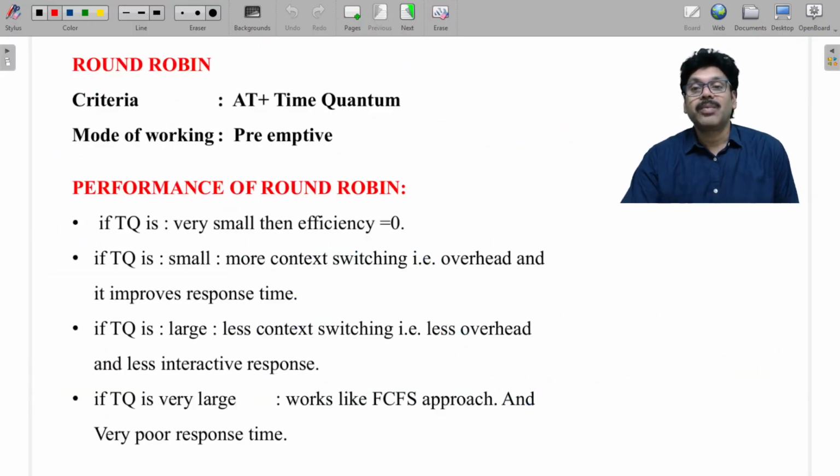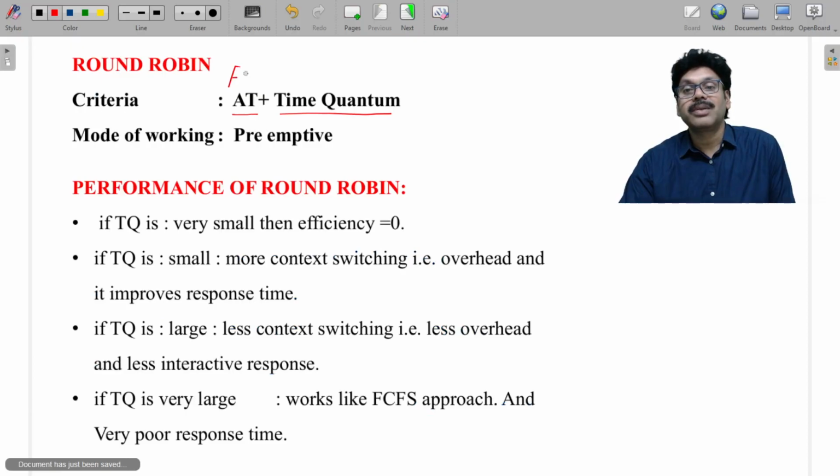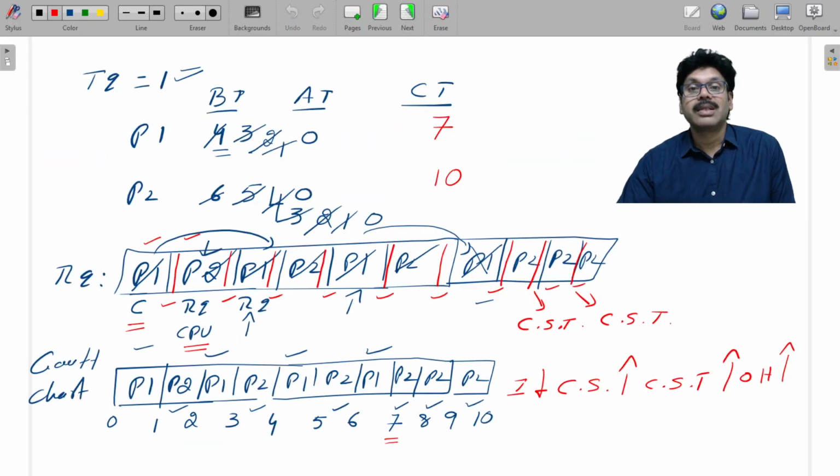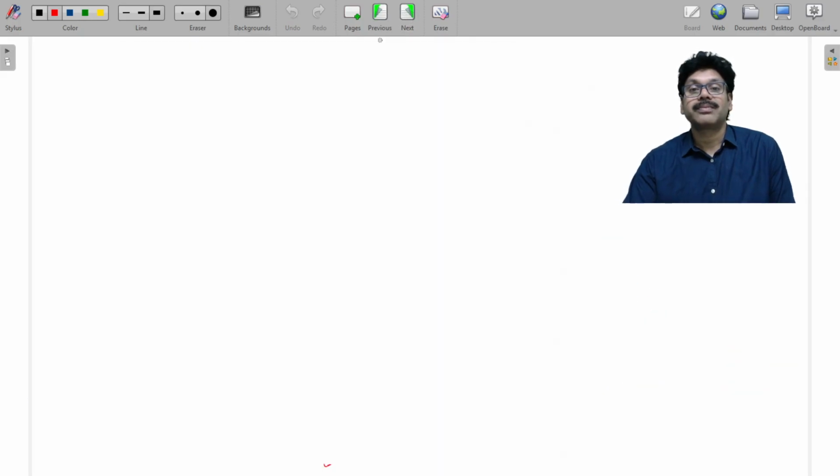Let's see the theoretical points. It is completely based on arrival time and the time quanta. It's very similar to the FCFS algorithm. Don't take the time quanta too low, and don't take it too high. Better you take the mid portion of the time quantum. Selection is also very important, whether you are taking a high time quanta job or a low time quanta job. So let us see some problems.